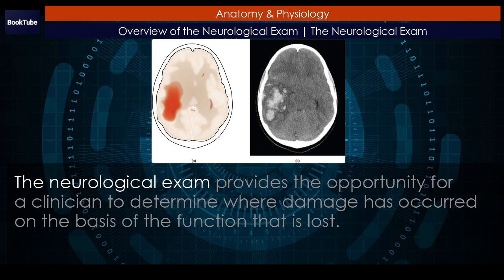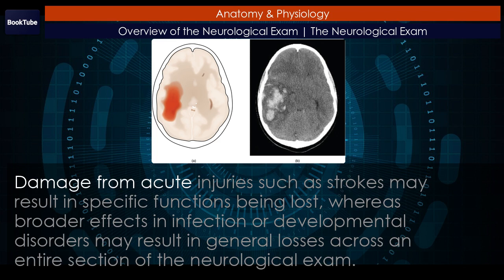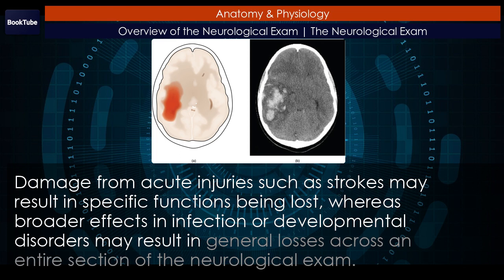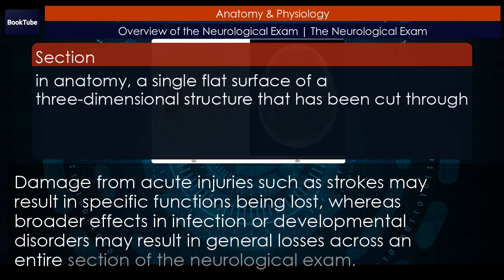The neurological exam provides the opportunity for a clinician to determine where damage has occurred on the basis of the function that is lost. Damage from acute injuries such as strokes may result in specific functions being lost, whereas broader effects in infection or developmental disorders may result in general losses across an entire section of the neurological exam.